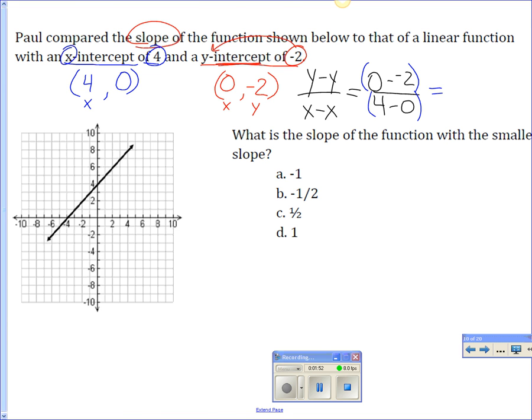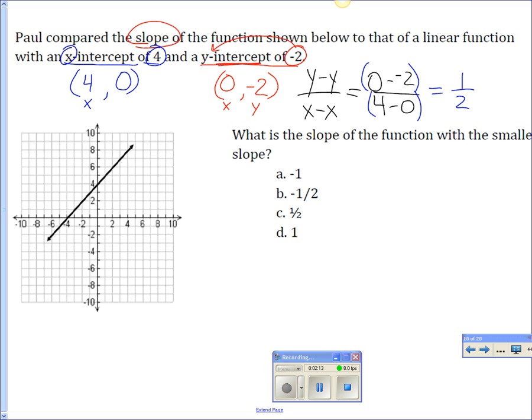What are y'all getting on the calculator? All right, 0.5, I want you to make that a fraction. How do you make it a fraction on the calculator? Math, enter, enter. So what do you get? 1/2. You get 1/2. All right, please don't circle that yet. We haven't answered the question.